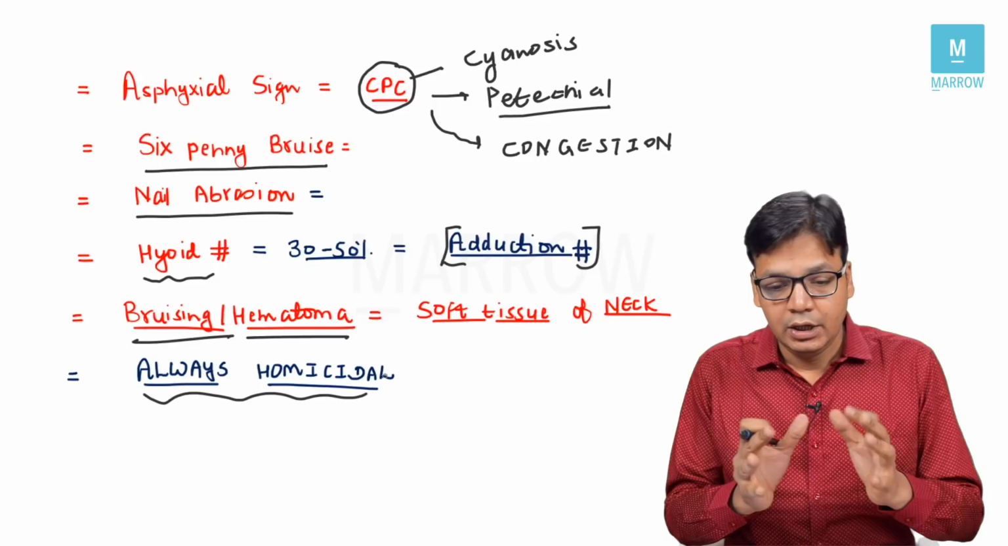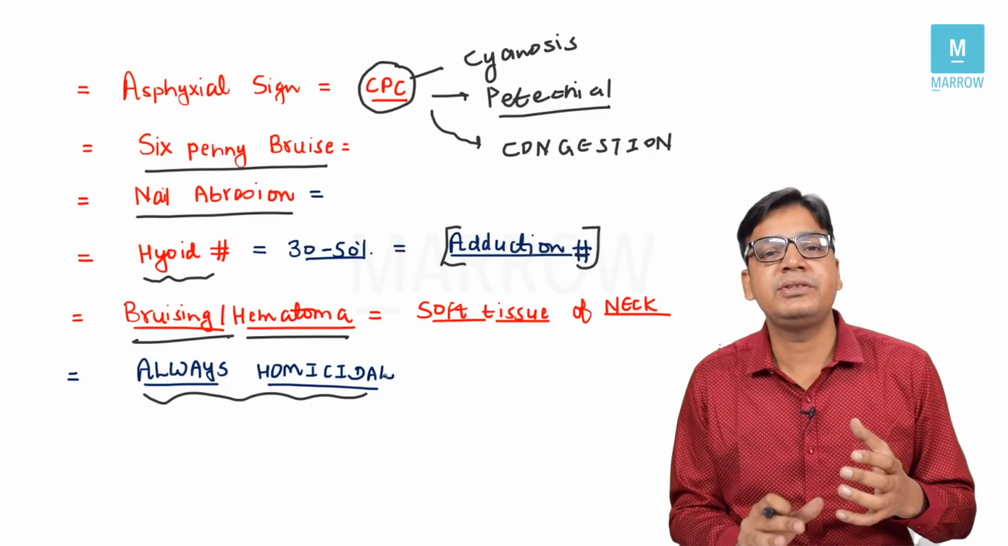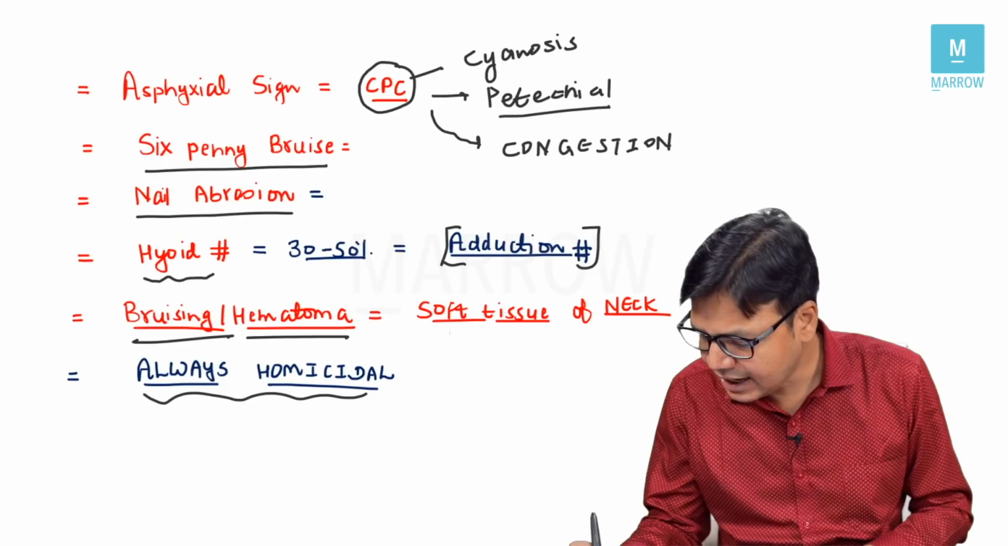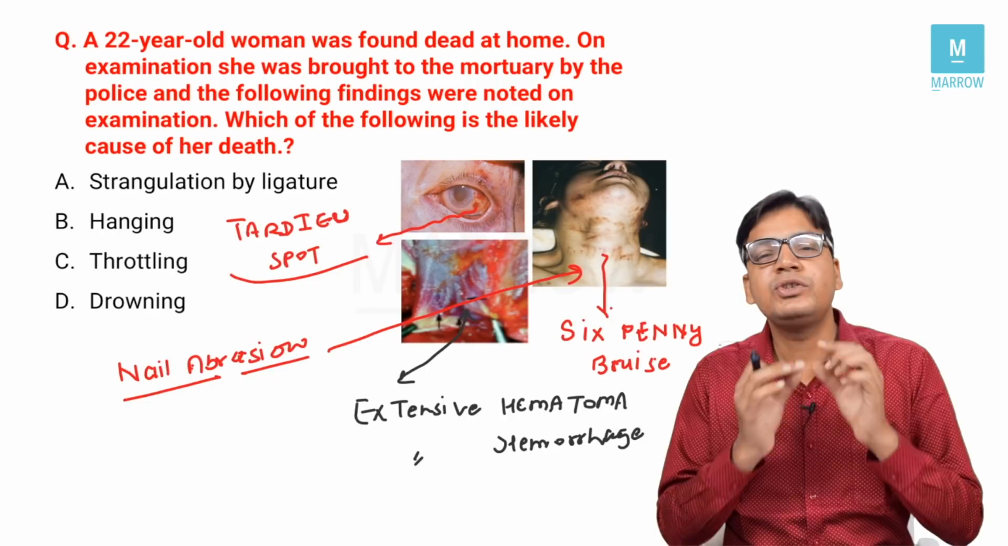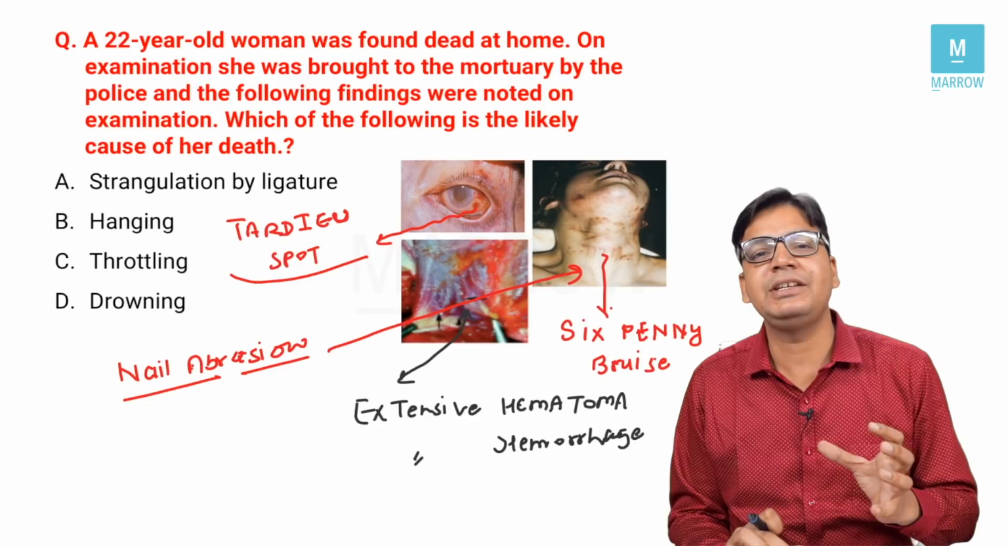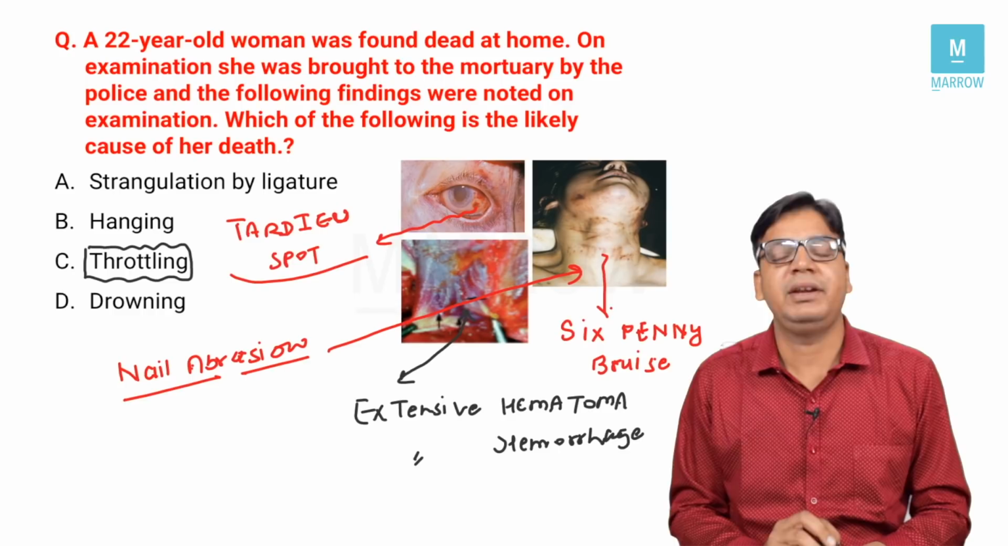Dosto, we have to differentiate this because we have hyoid bone fracture, we have extensive bruising, we have six penny bruise, we have semilunar or nail abrasion, and we have CPC, classical triad. You can see the tardy spot, that is a petechial hemorrhage. Extensive bruising of the neck is very important. And it's not a complete ligature mark, it's just multiple abrasion, multiple contusion. That suggests that this could be a finding of throttling. So here answer is throttling. That's very, very important.